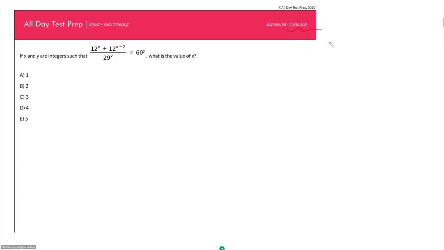And so it is a good idea when you are approaching a problem to always think, and if you're thinking about what should I do next, well, think about what you ultimately want to achieve. And so for a question like this that says if x and y are integers such that 12 raised to the x plus 12 raised to the x minus 2, all over 29 raised to the y, is equal to 60 raised to the y, what is the value of x?